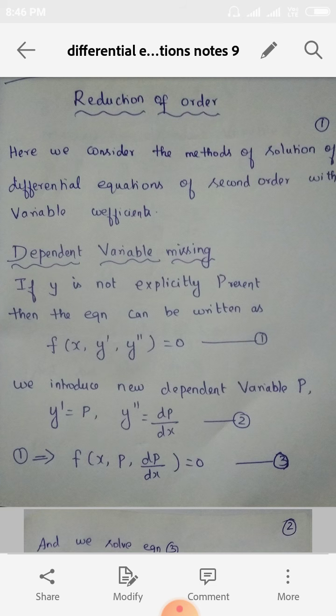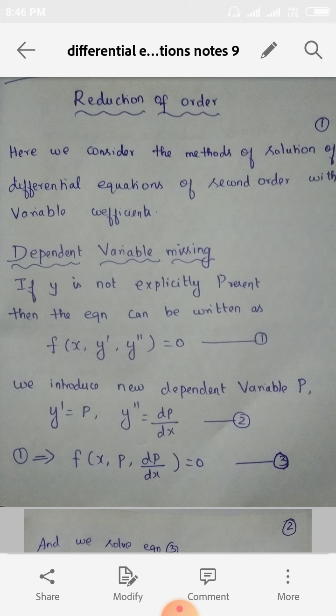So the first method is dependent variable missing. What is a dependent variable? If y is not explicitly present, the first type, then the equation can be written as f of x comma y dash comma y2 dash is equal to 0, and mark it as equation number 1.